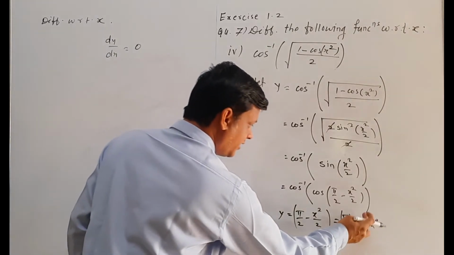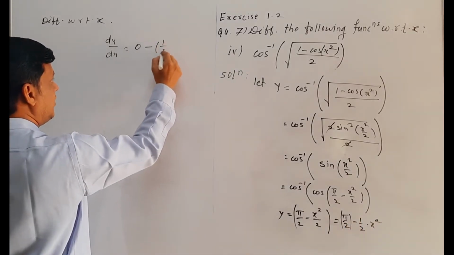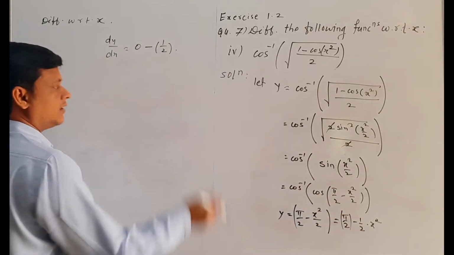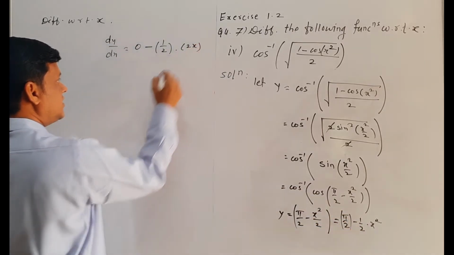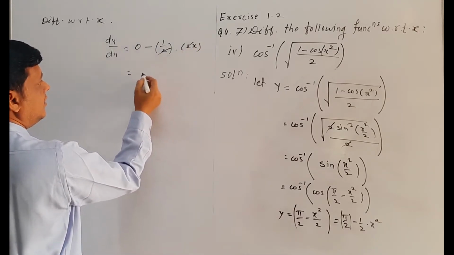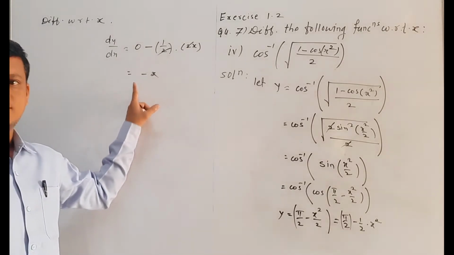So while finding the derivative of the second term, 1 by 2 is a constant. So we write 1 by 2 as it is, because this is multiplied with the function x square. So the derivative of x square is 2x. So in the next step these two get cancelled. We write the derivative of the given function as minus x.